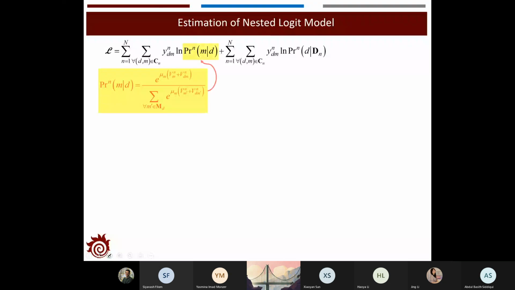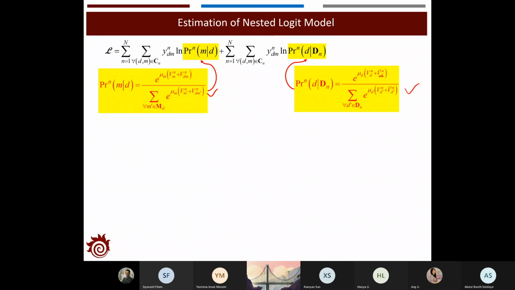So now let me give you more details about how to get the maximum, how to find the optimal parameters. We have already derived the formula for the conditional probability. So this is the one we get, and we also know the formula for the marginal probability. And here there's a log sum term.